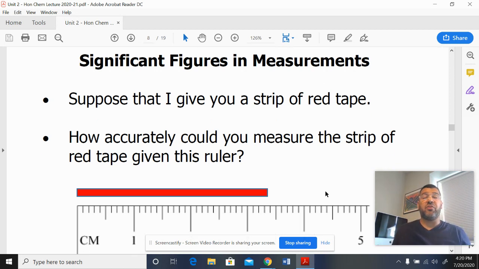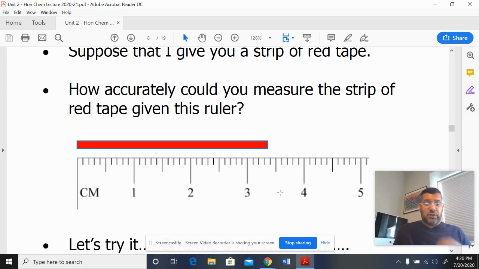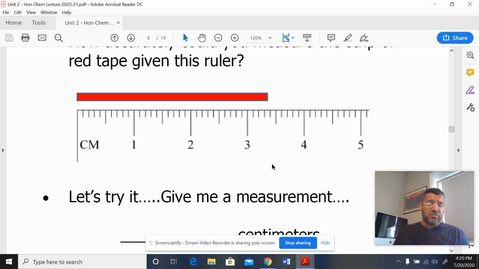So suppose you have a strip of red tape, and it's stretched out, put down somewhere, and we put it next to a ruler like this in centimeters. What would you say the measurement of this piece of red tape is? So you've got centimeters. There's 1 centimeter, 2, 3. It looks like it's between 3 and 4 somewhere. It looks like this is the halfway point, so it looks like it's less than 3.5. So try and give a measurement.